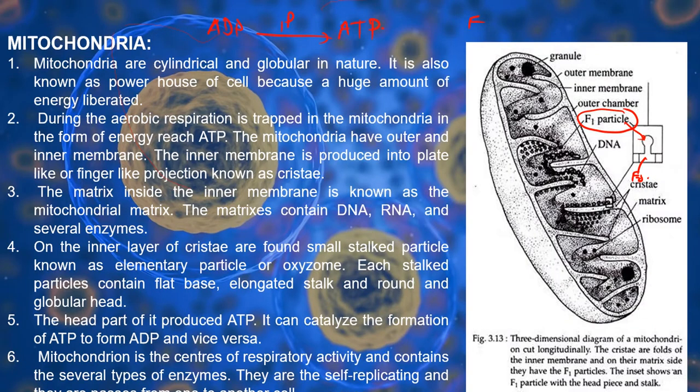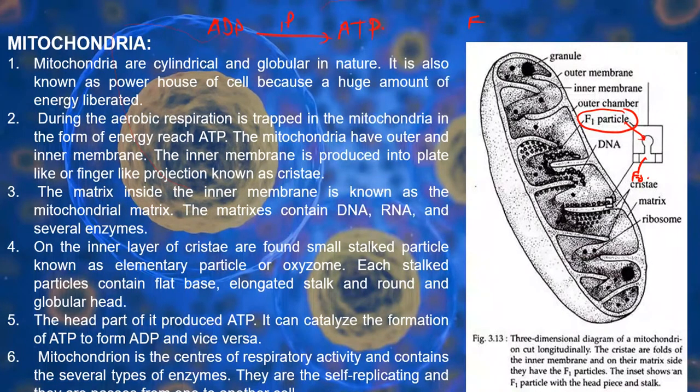Which respiration? Aerobic respiration. Mitochondria is the site for cellular respiration, especially aerobic respiration. During aerobic respiration, ATP is produced, and ATP molecules are known as energy molecules, cellular currency, or currency of the cell. The inner membrane has finger-like projections known as cristae, and the cristae are known as the structural unit of mitochondria.